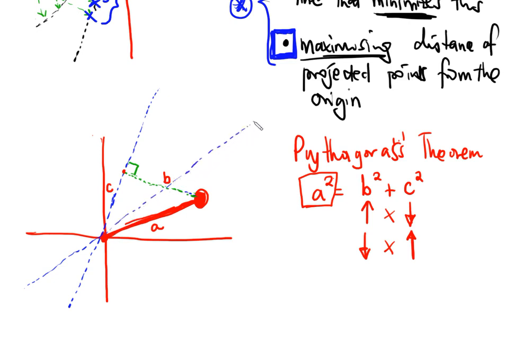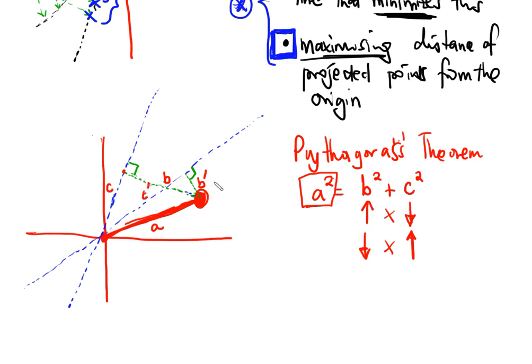Because what are we trying to do? We are trying to minimize the distance between the point and the line. And that distance, we said, is the projected distance, which is this green line. So now this is the new B, I'm going to put B prime. Our A is constant.